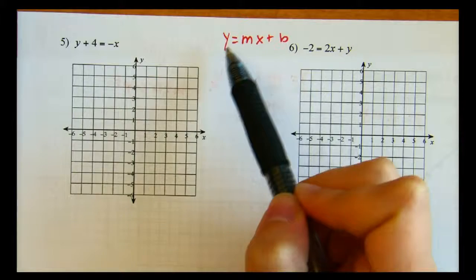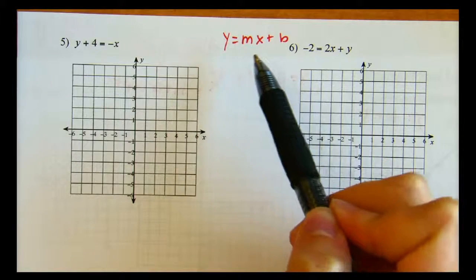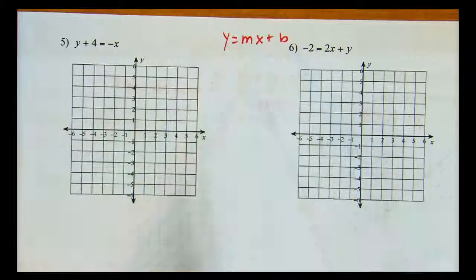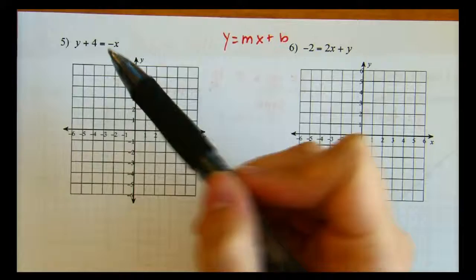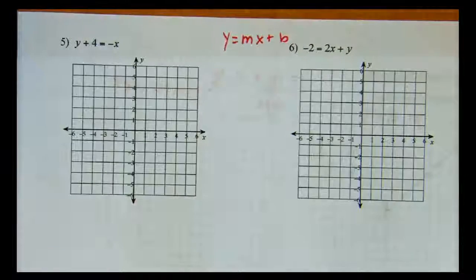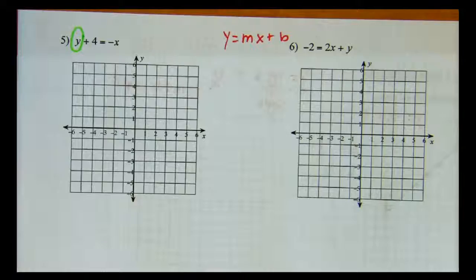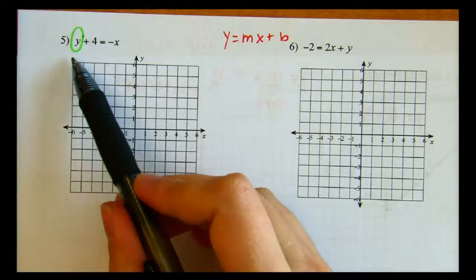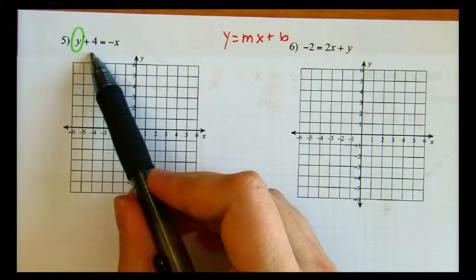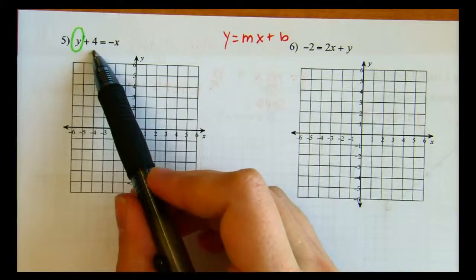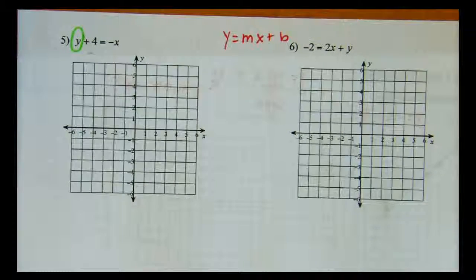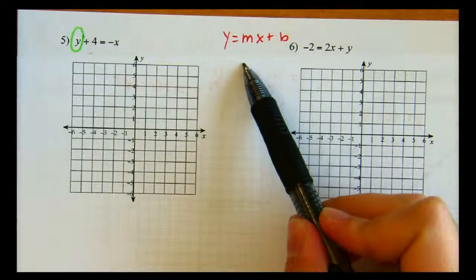So at the top of my page, I've rewritten slope-intercept form. Make sure that you have that as well. For number 5, I'm going to start off by asking myself, is y by itself on one side of my equals sign? And while y isn't being multiplied with any numbers, it does have this plus 4 on this side of my equal sign. So it is not in slope-intercept form just yet.